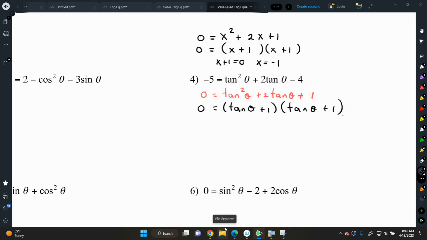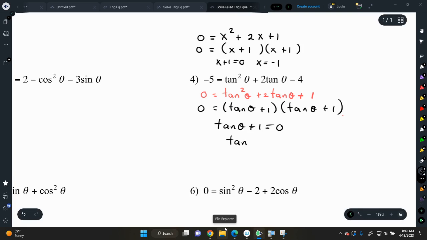Okay, so we're factoring. It's quadratic in form, and we're going to factor it the same way we would if it was just a regular quadratic equation. So this means I have tangent theta plus 1 equals 0. So tangent theta equals negative 1, which means theta equals inverse tangent of negative 1.